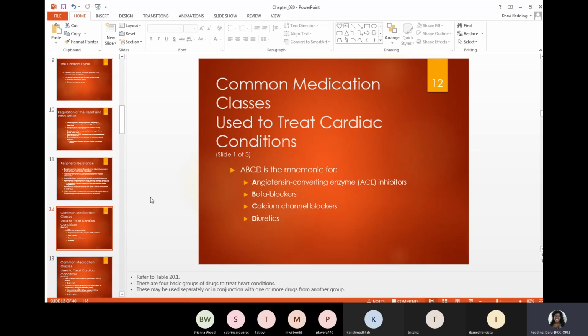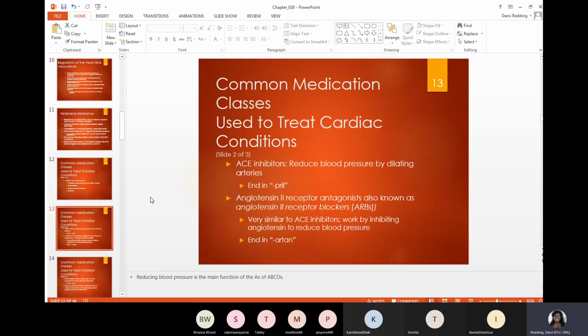So remember, the acronym ABCD when it comes to cardiac conditions is angiotensin converting enzyme, which stands for ACE inhibitors. You have beta blockers, and so basically there are groups of drugs that are used to treat heart conditions. And one major thing to understand when it comes to medications that treat the heart is they can be used separately or they can be used in conjunction with one or more drugs from another group. So we'll get into some of the examples as we continue.